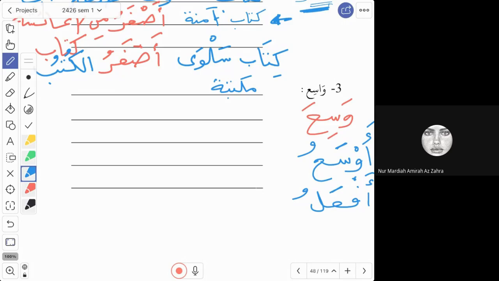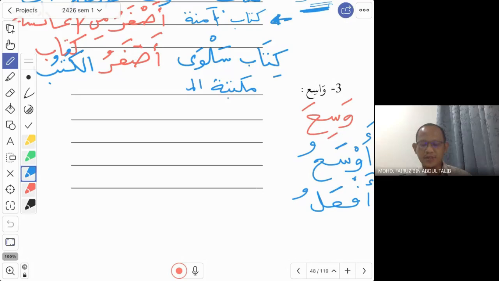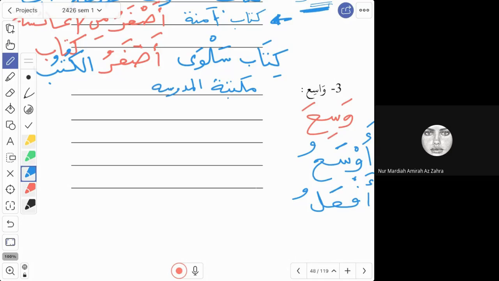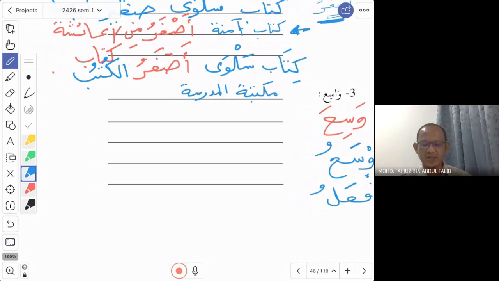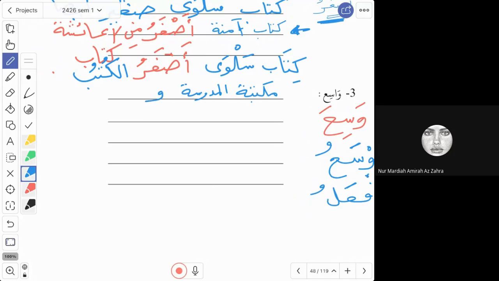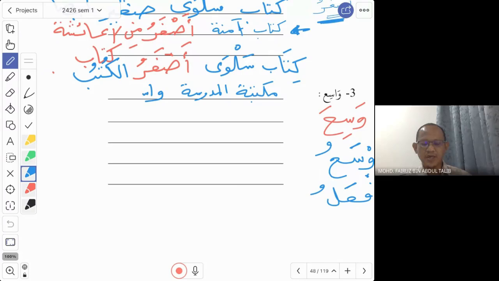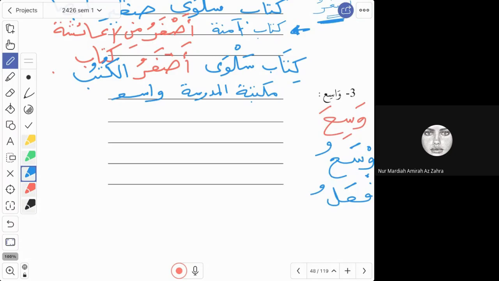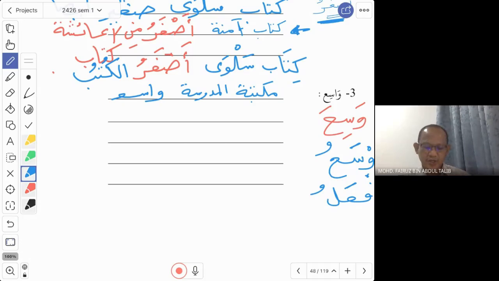Maktabat al-madrasah. Okay, first, you say maktabat al-madrasah. Al-madrasah. Okay, what about the maktaba of the madrasah? Wasi'un. Okay, let us check the grammar. Wasi'atun. Why do you say wasi'ah and not wasi'un?